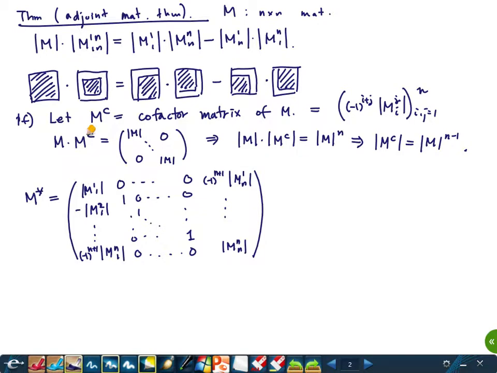Okay, now let's see what happens if you multiply M times M star. So imagine we have M here. For the first column, it's exactly the same as the first column of this, because we multiply this way. Do you see that? If you multiply these two, because the first column of the second matrix is the same as the first column of this, so the first column is this. Last column also, because the last column of this matrix is the same as the last column of this.